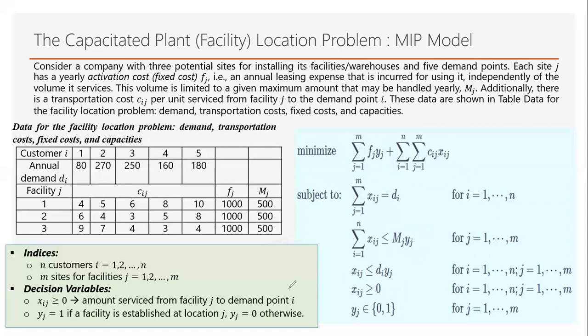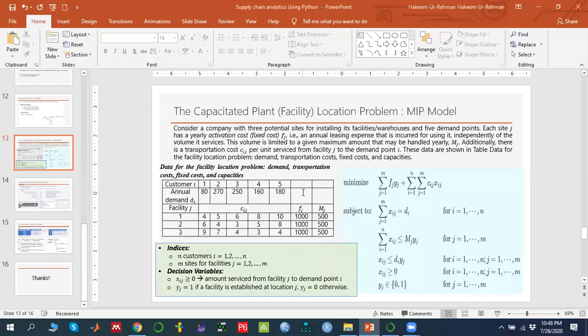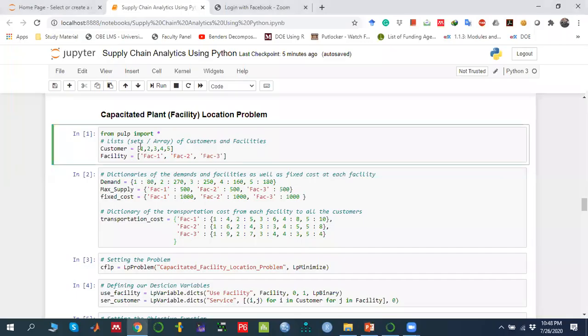So how can we implement this in Python? First of all, we need to call the package which is called PuLP. Either you can use from PuLP import star, or simply import PuLP, but I would recommend using this particular command, from PuLP import star.